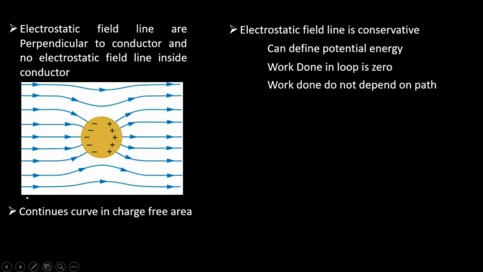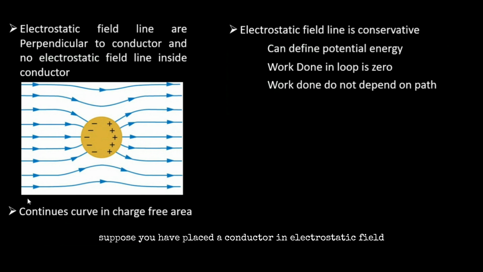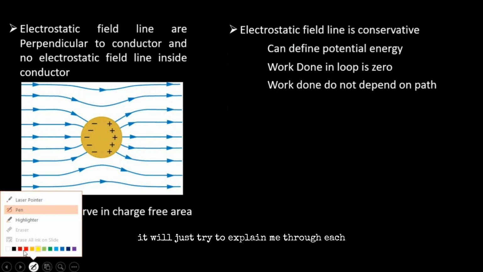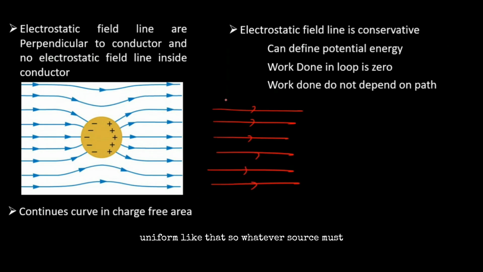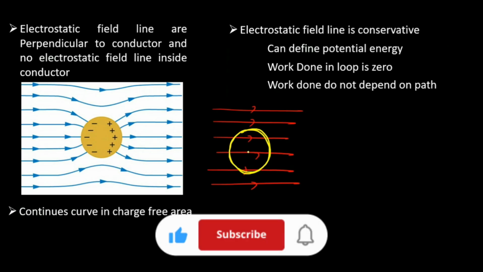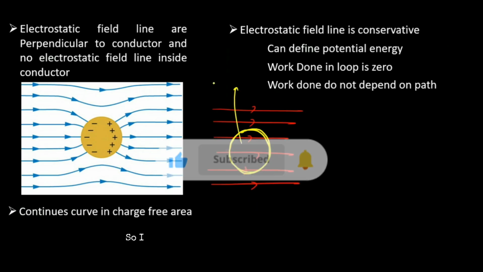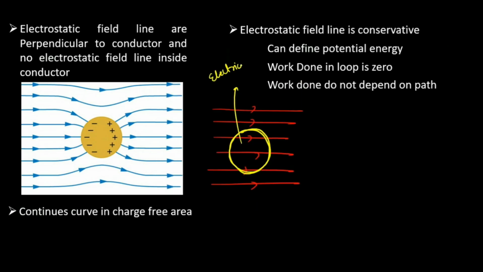Similarly, the next point here is that electrostatic field lines are perpendicular to a conductor and there is no electrostatic field line inside the conductor. For example, suppose you have placed a conductor in an electrostatic field. Let me explain through the diagram. Suppose there was an electric field initially like that. It was uniform. Whatever the source must be, we don't care about it, we just observe the field. Now I bring a conductor and place it inside. The conductor is initially electrically neutral.